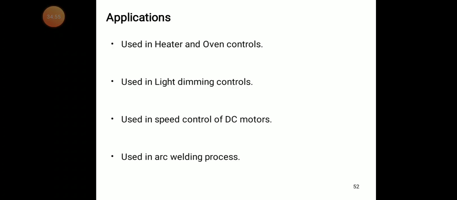So these are some of the applications of the rheostat. The rheostat is a beautiful element which is used to control or vary the resistance of the circuit. This variable resistance makes it very comfortable to control the heat in the heater and ovens, light in the light dimming circuits, and the control of the DC motors and welding process. So these are the main applications of the rheostat.